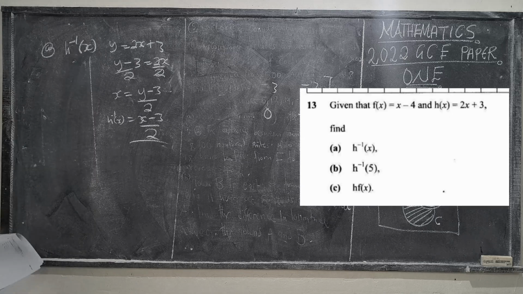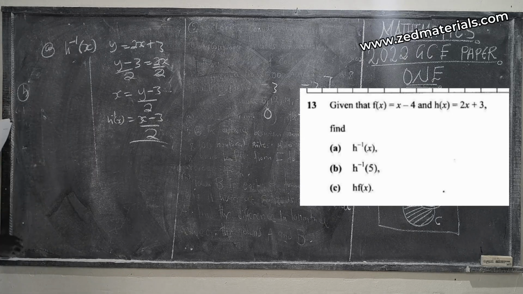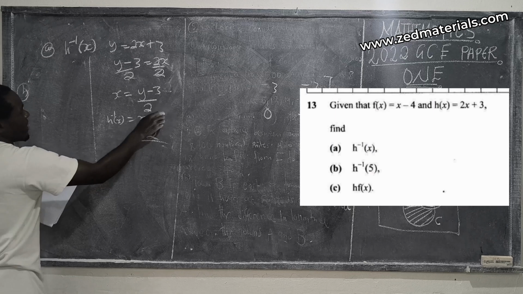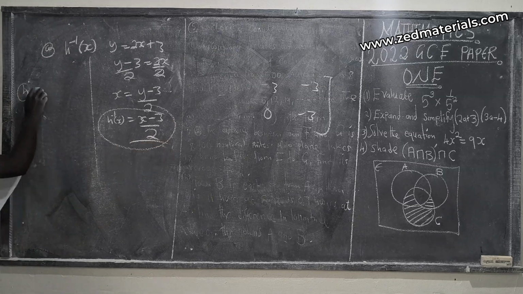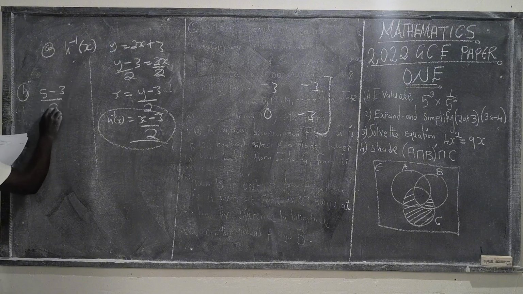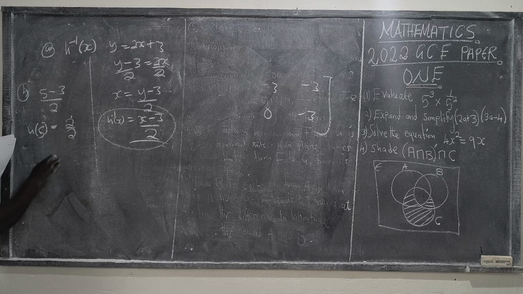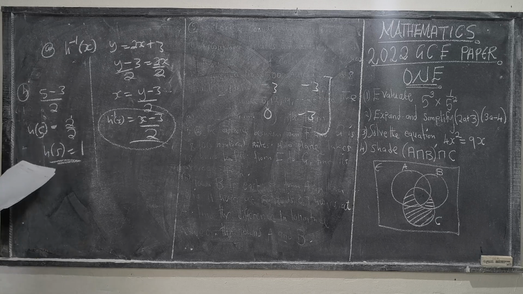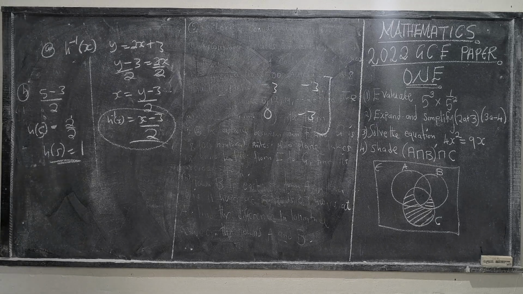B. They are saying h inverse of 5. So h inverse of 5, we are getting the inverse of h now. So you are going to say it will be 5 minus 3 over 2. Then h inverse of 5 is equal to 2 over 2. 2 into 2, it is 1. So you say h inverse of 5 is equal to 1. Done. You have your answer there. We go to C.